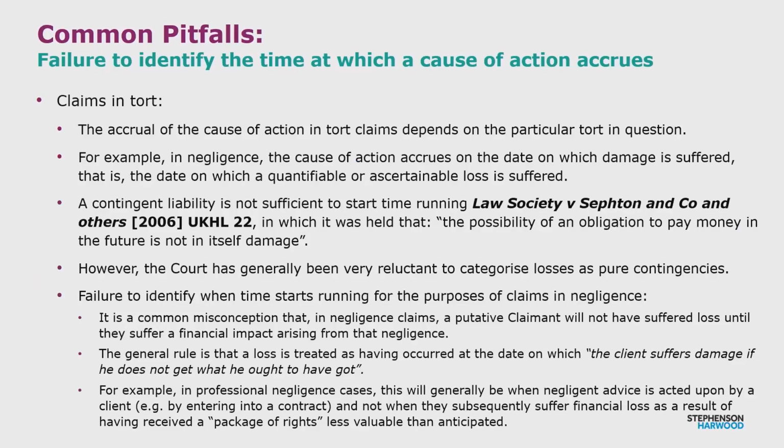In terms of claims in tort, the accrual of the cause of action depends on which tort we're dealing with, and most of the cases in this area relate to negligence. And in negligence, the cause of action accrues on the date on which damage is suffered, and that's the date on which an ascertainable loss has been suffered. A contingent liability isn't sufficient to start time running, and that there's the leading case.